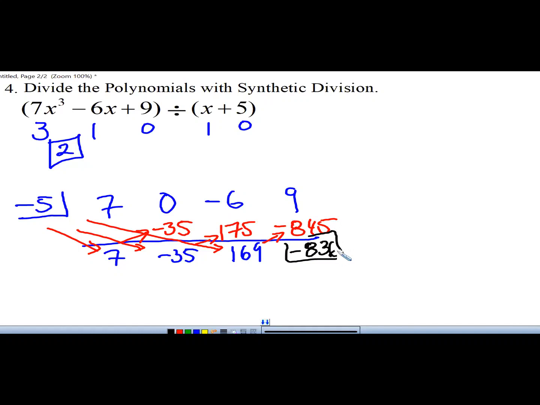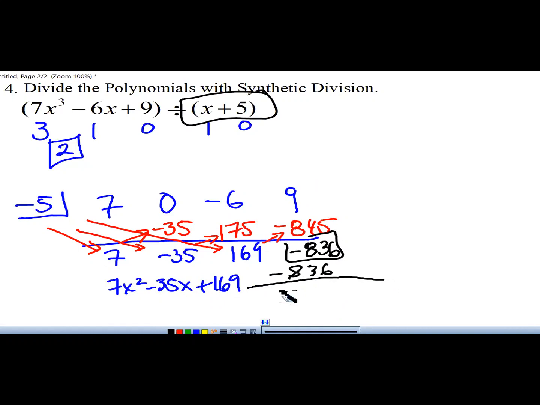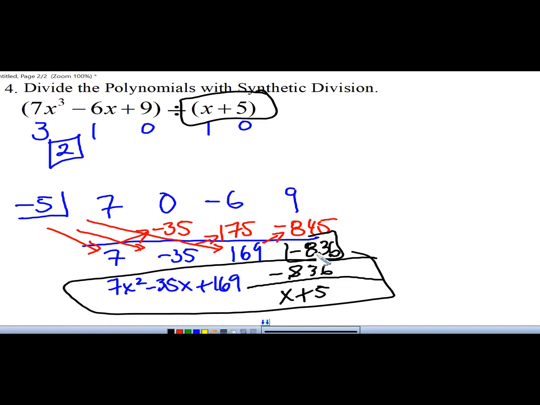You're like, oh, snap, Mr. Q. I know, right? So let's rewrite our quotient. Our quotient is 7x squared minus 35x plus 169. And then we write our leftover as a fraction. We're left with 836 over our original divisor, which was x plus 5. Woo, let's go. Love these, yeah? Piece of cake.